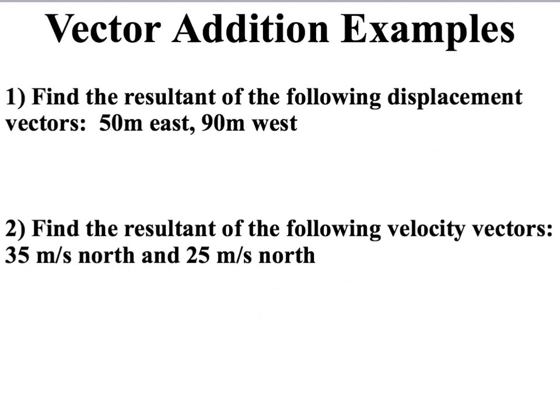What I want to do for the rest of the time is just do some examples, and hopefully these examples will set you on your way to success with your homework problem set. So example 1 says, find the resultant of the following displacement vectors, 50 meters east and 90 meters west. So first, I'm going to draw the vectors. And I'm going to do my best to put a ruler on my iPad screen. So 50 meters east could look like this.